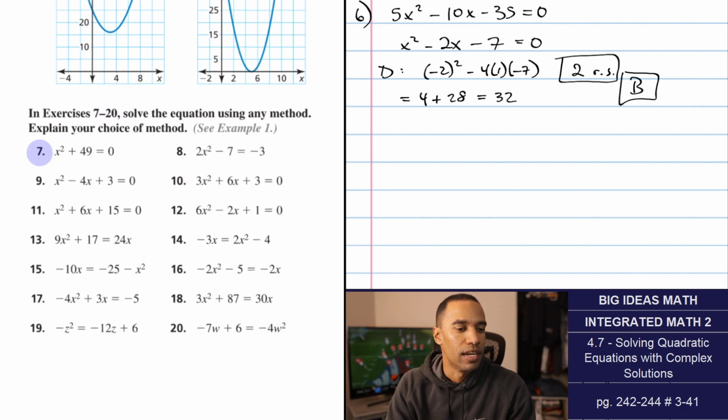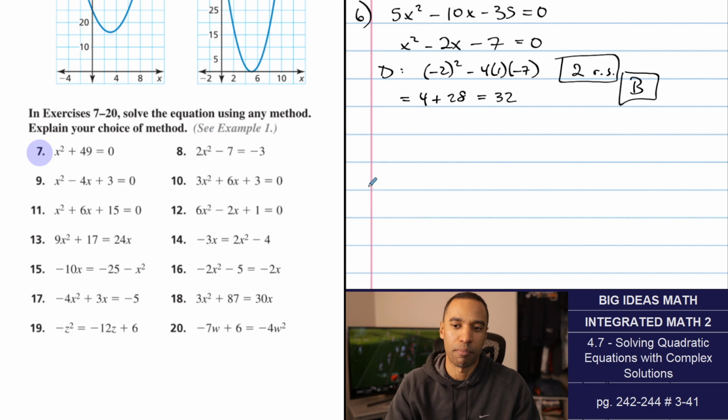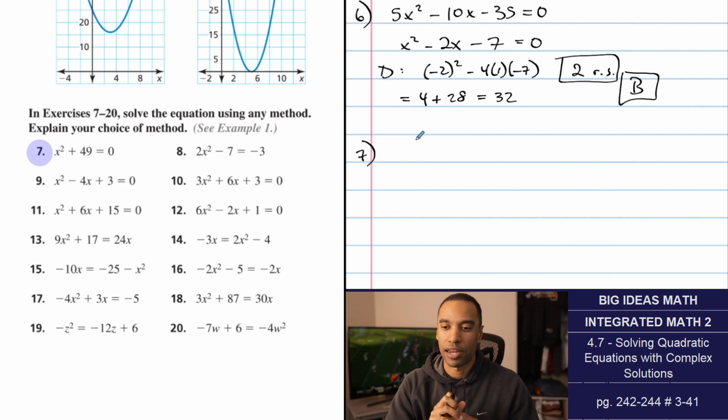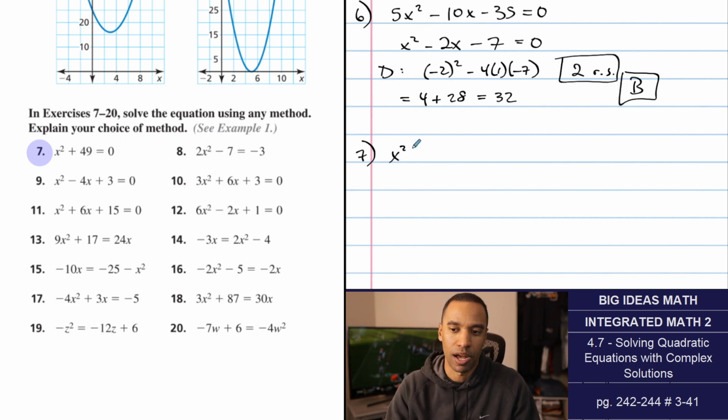Okay, numbers 7 through 20. This is where we solve using any method. This is probably the meat and potatoes of the kinds of questions you would be doing here. So having 14 of them, I don't mind. And I don't expect I'm going to be using quadratic formula on a lot of them, or on the majority of, on all of them.